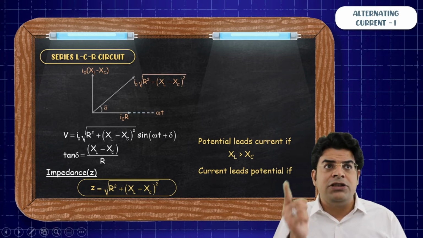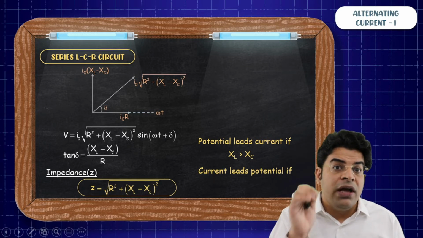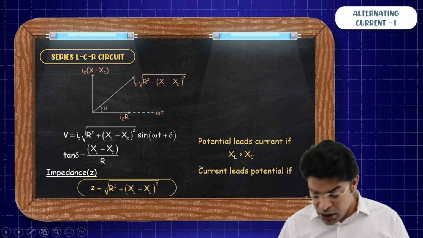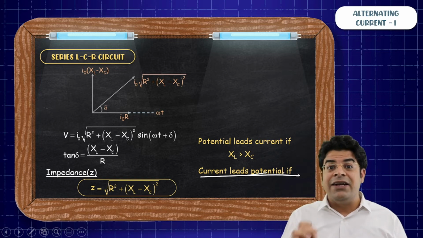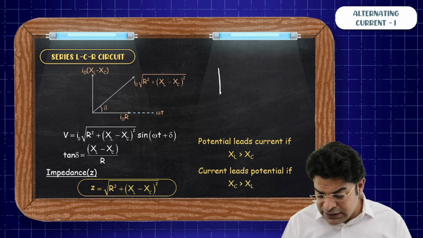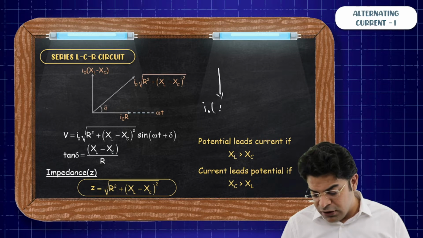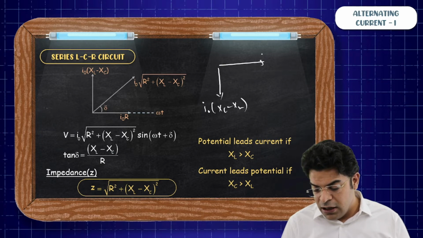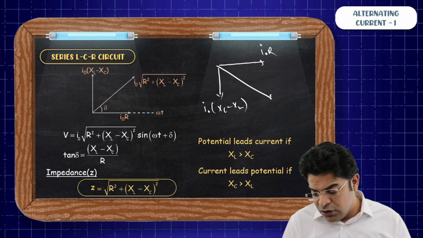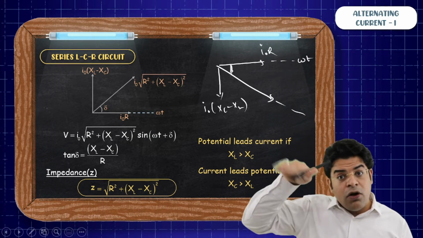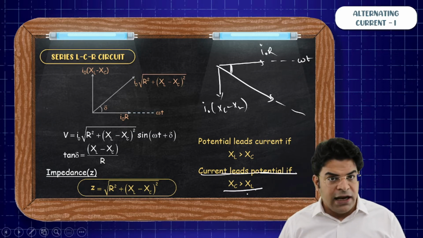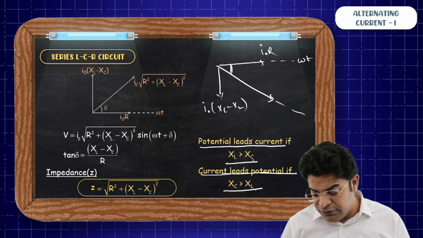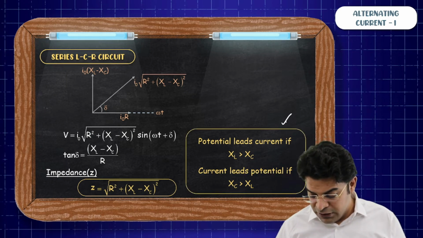The current leads potential by a phase of pi by 2 in a pure capacitive circuit. The current leads potential in an LCR circuit if XC is greater than XL. If you get XC greater than XL, then you will get I naught times (XC minus XL) here and I naught R here. So the net potential drop will have this phase, and the phase of current is ahead of that of the potential. So the current will lead potential if XC is greater than XL, and potential leads current if XL is greater than XC. You need to remember this thing.